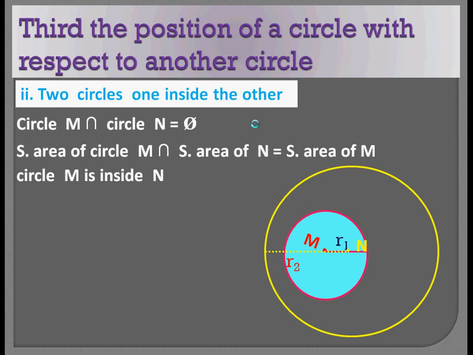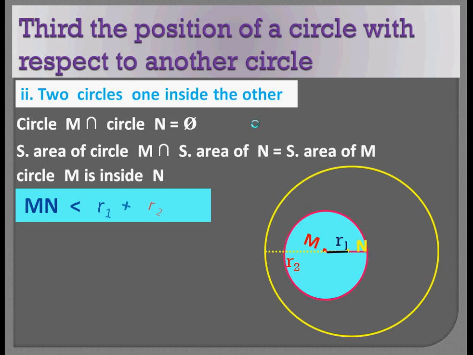When I say that circle M is inside circle N, we can join the two centers MN, and we forgot to say that MN is named the line of two centers. Here I have MN, the line of two centers, equal to what, or smaller than what? It is smaller than R1 plus R2.